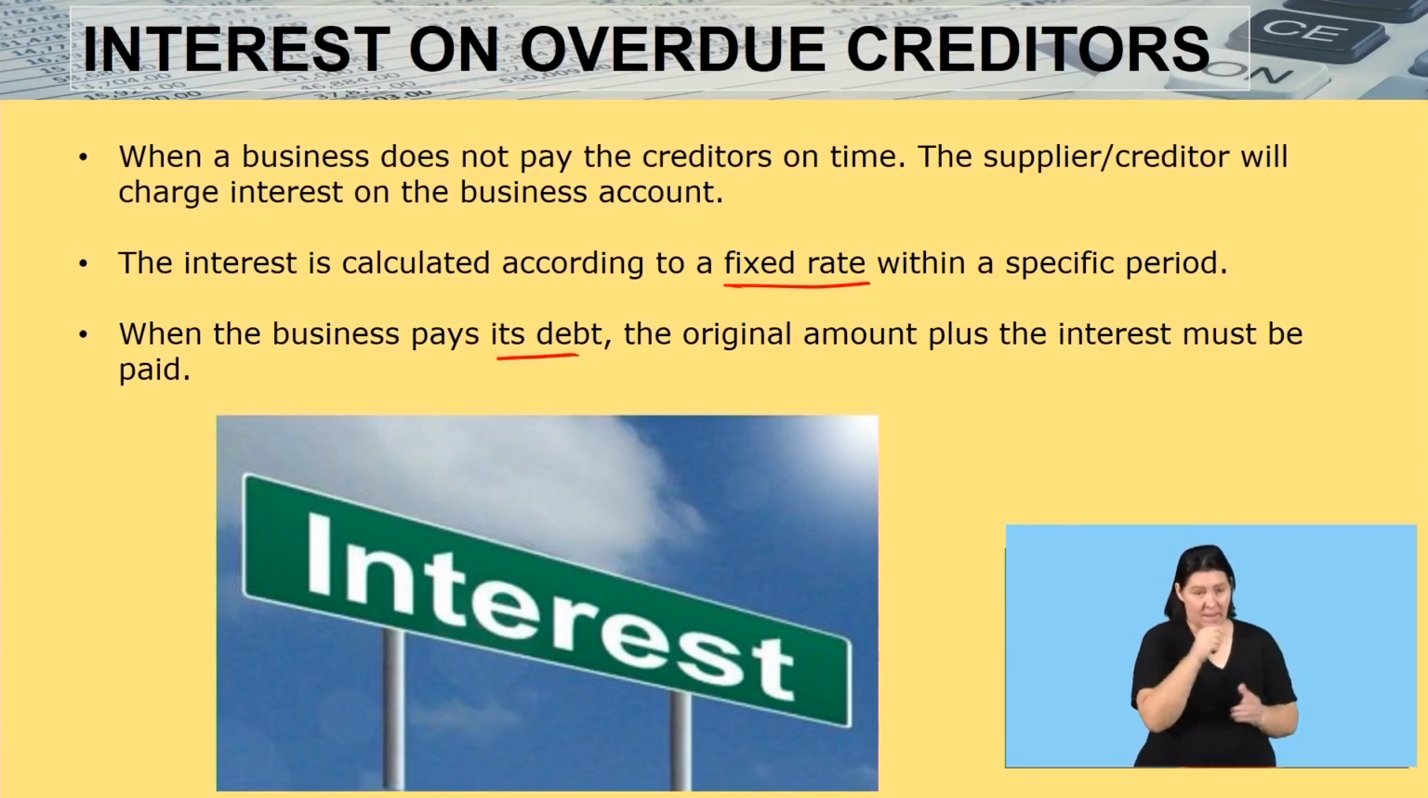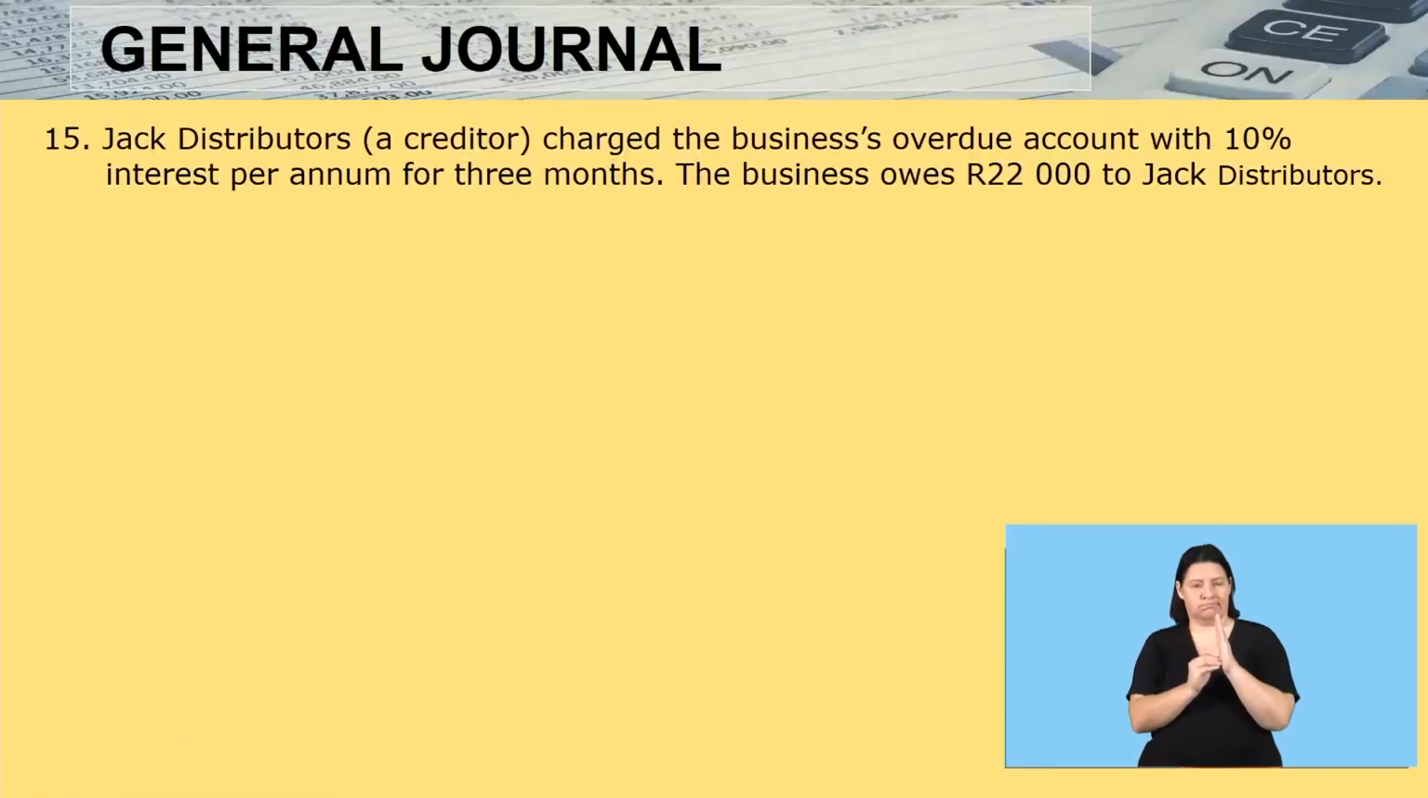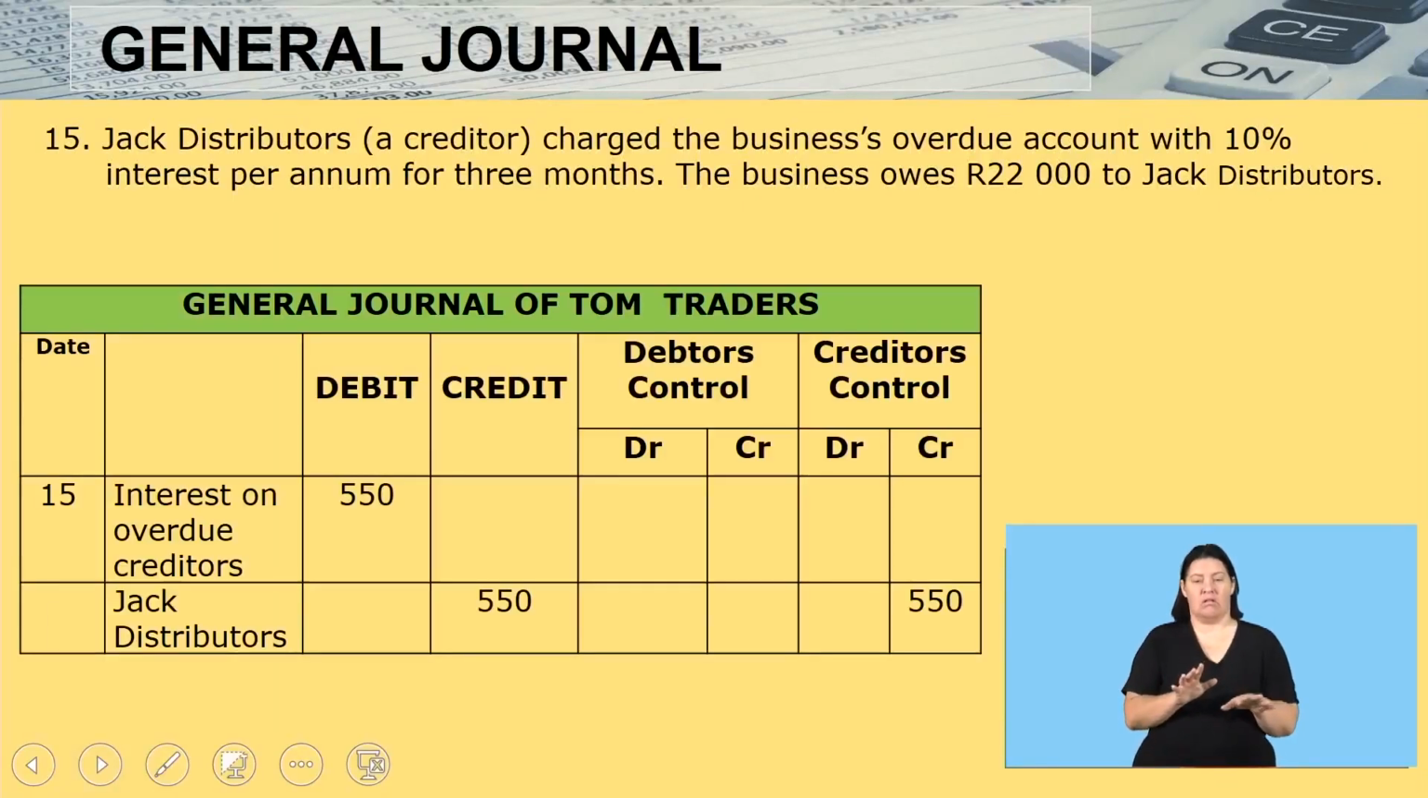It is important to remember that we will always try as a business to pay our creditors on time such that we avoid paying interest. Let us record the interest in the general journal.